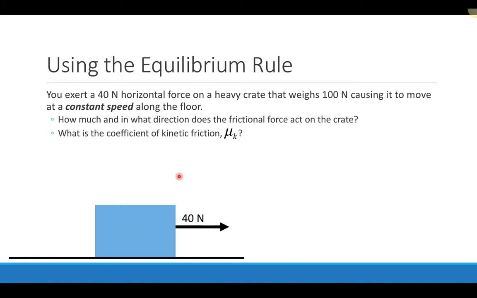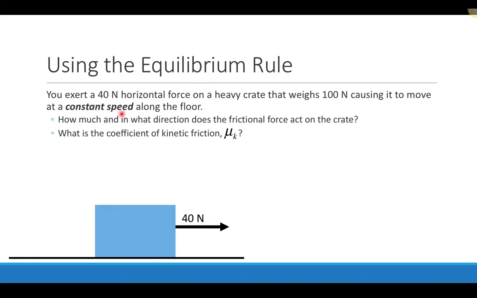So here's my crate again, and I've realized now that the crate is in motion at a constant speed, so kinetic friction has taken over, if there is kinetic friction, and in this case there is. So I apply a 40 newton horizontal force on the crate. It's a 100 newton crate. It causes it to move at a constant speed, and we want to know how much and in what direction the frictional force acts on the crate.